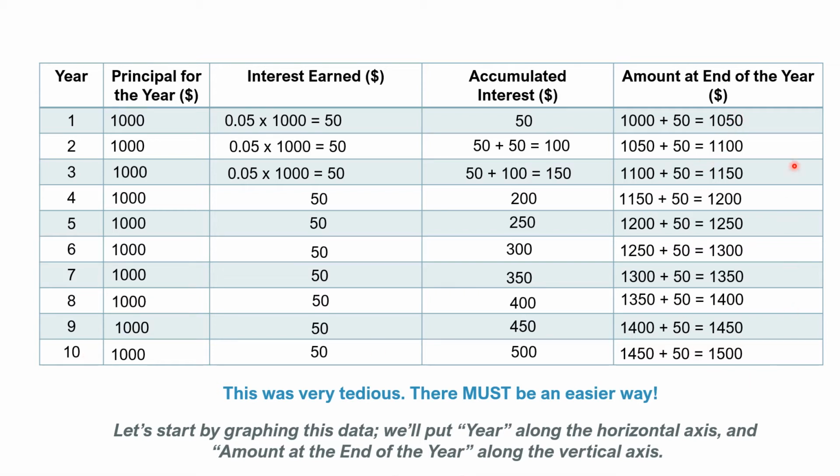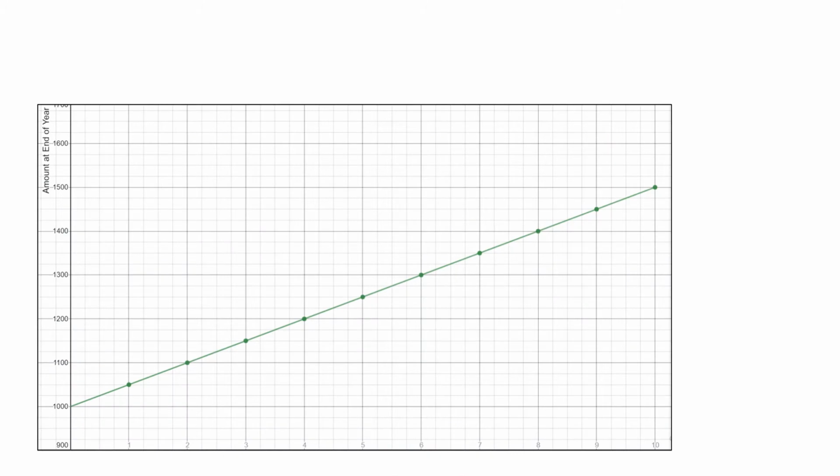These numbers are starting at 1,050. So I can put a break in my graph. I don't actually need to start at 0. I probably want to start at 1,000 since that's the amount we started off with at the beginning. So here is a graph. You can see it's very faint, but the years are on the bottom, up to 10 there. And then here's your 1,000 and going all the way up here, a little higher than we need, but that's the amount at the end of the year.